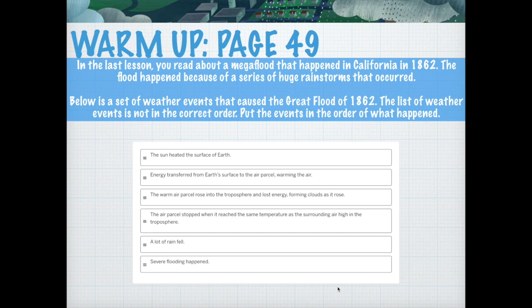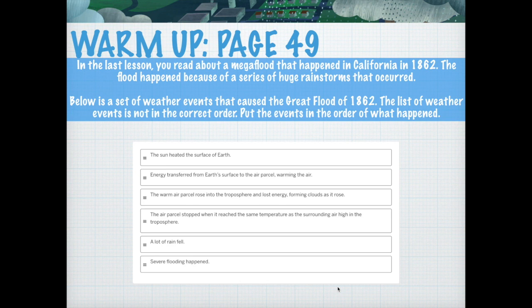The warm air parcel rose into the troposphere and lost energy. This, again, is the series that in any storm would take place, no matter the severity. The idea is that the air parcel has to rise into the troposphere for it to cool down and go back into liquid form, which is what causes the rain. So at this point, we have clouds forming as it rose.